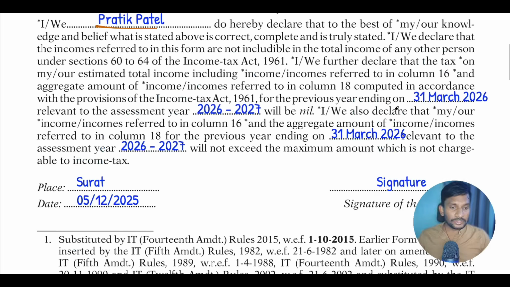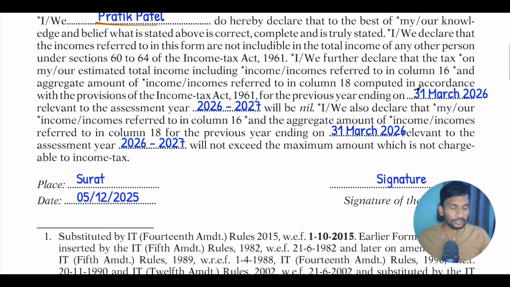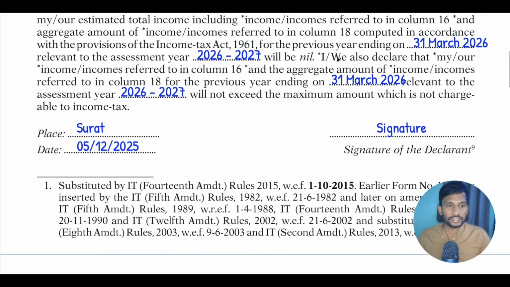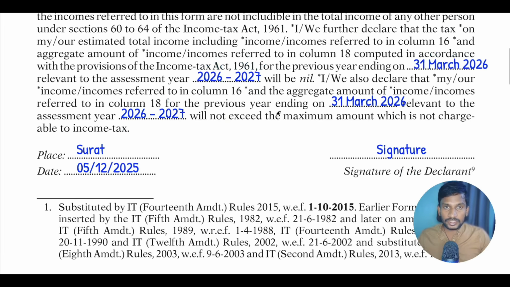And the year next to the financial year is called the assessment year. So it is 2026 to 2027. You have to write the same details again. Here you can see previous year ending on is 31 March 2026 and the assessment year is 2026 to 2027. So you have to write these details twice on the Form 15G. You can copy all these years same as in this video until 31 March 2026. Only after 31 March 2026 will all these years change.